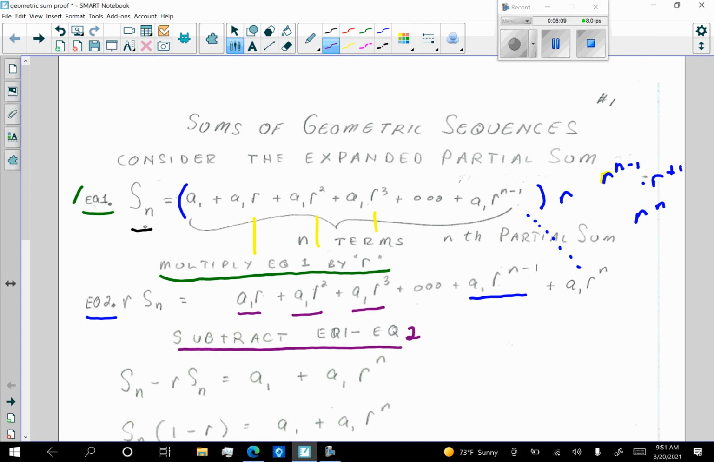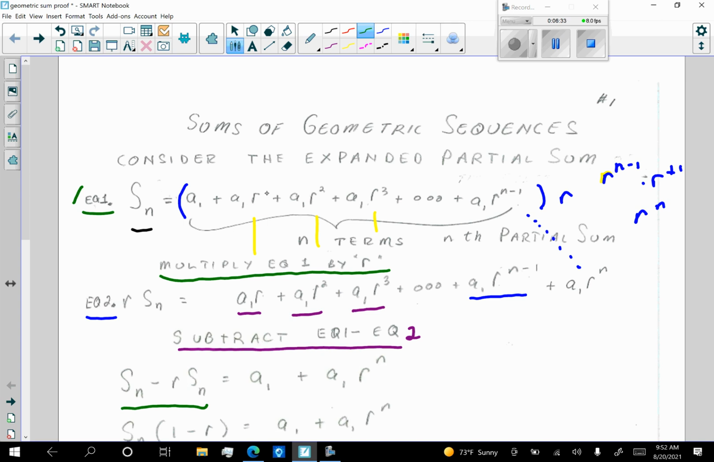That gives me S sub n minus R S sub n. That's where this creature comes from. This is S sub n minus R S sub n. And I don't have anything to subtract from A sub 1, so A sub 1 just drops down there, yay or nay. But check out this.